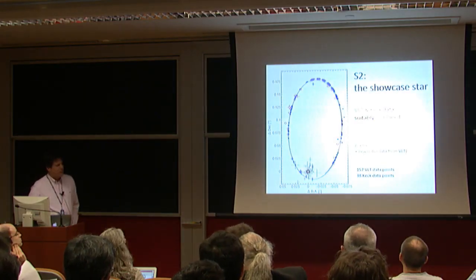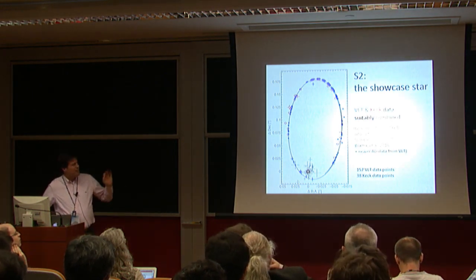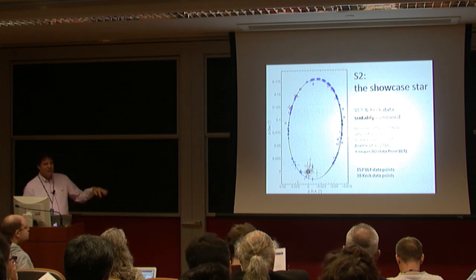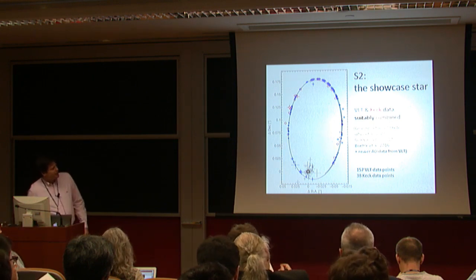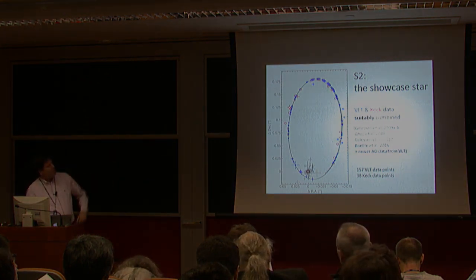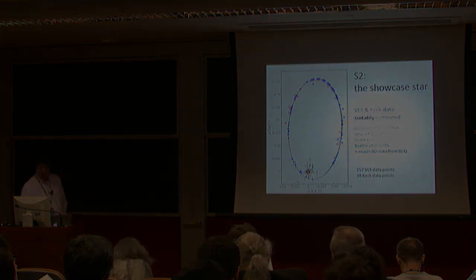showcase star. You can see here the VLT and KEK data suitably combined as far as they are public. In this plot, you can see 157 VLT data points and 38 KEK data points. So this is all the published work, and our latest data set is included here.